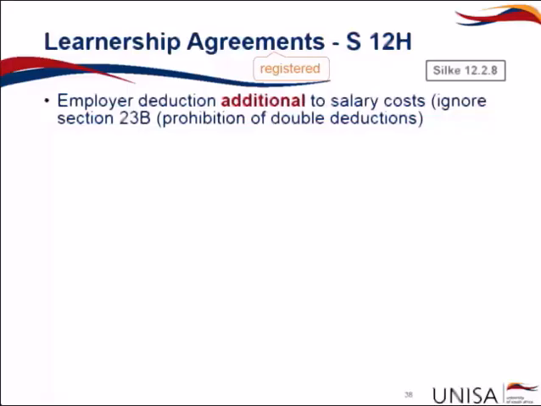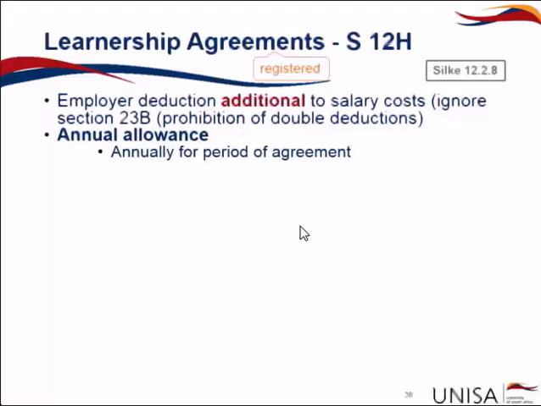Next one, learnership agreements, which are quite heavily tested, so you should make sure that you are comfortable with learnership agreements as you can score some easy marks. This is the one instance where you actually get an additional deduction. So you'll remember you are prohibited from double deductions. Well, in this case with the learnership agreement, you are actually getting another deduction. You get to deduct the salary costs of the person on the learnership, and then you get the Section 12H deduction over and above that. How does it work?